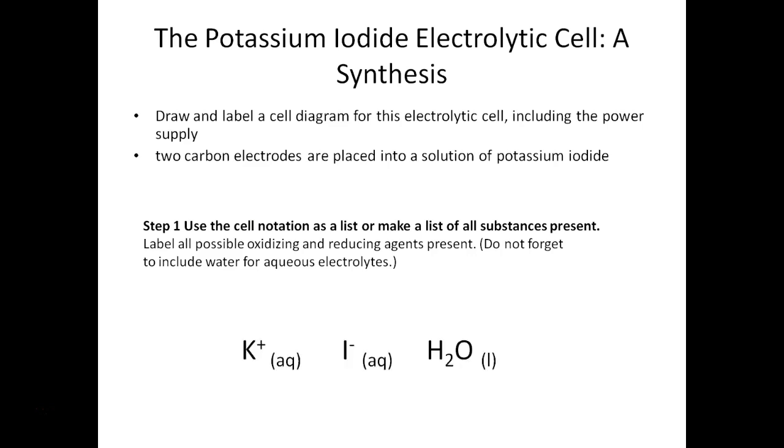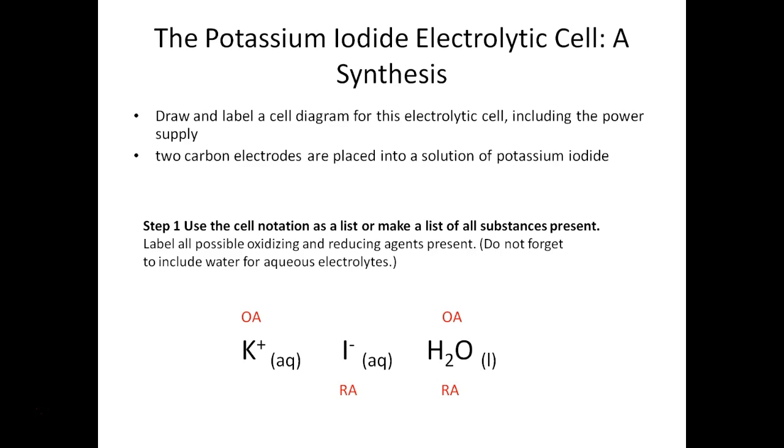Okay, and so in my potassium iodide cell, I have a solution of potassium iodide that I've placed two carbon electrodes in. So the only things I have present are potassium ions, iodide ions, and water. And I know potassium ions and iodide ions are present because potassium is group 1 and everything with group 1 is soluble. Our second step, or part of our step, is that with our list, we're then going to label our oxidizing agent and reducing agents.